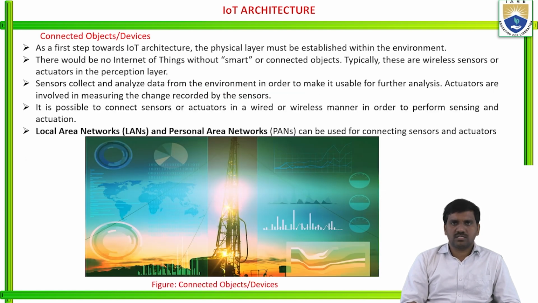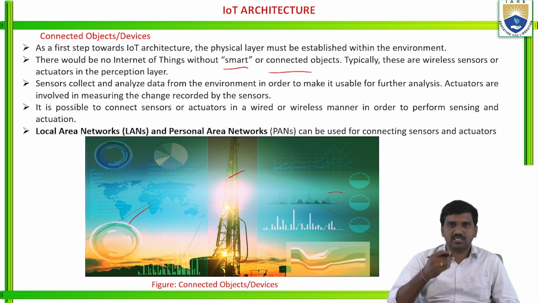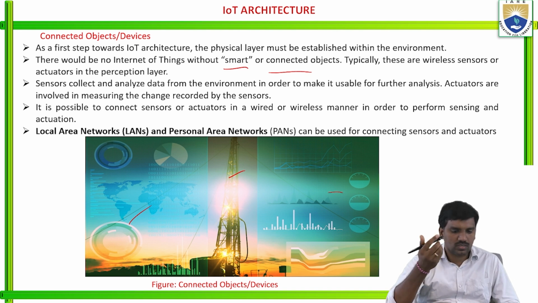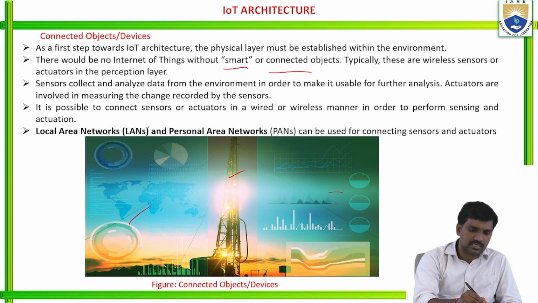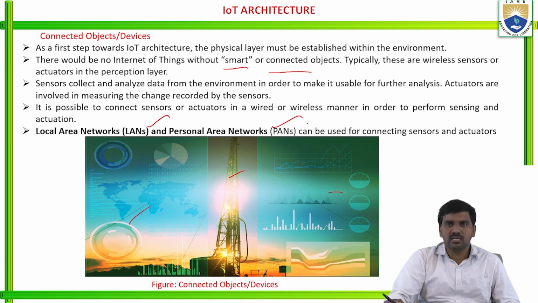Here we first start with IoT connected devices. This is the solution. The first step towards IoT architecture is that the physical layer must be established within the environment. Here the connected device is the tower, and there are many devices connected to this tower. There would be no Internet of Things without smart or connected objects. Typically, there are wireless sensors or actuators in the perception layer. For connected objects, a local area network or personal network can be used for connecting our actuators. We have to develop the communication among the connected devices.